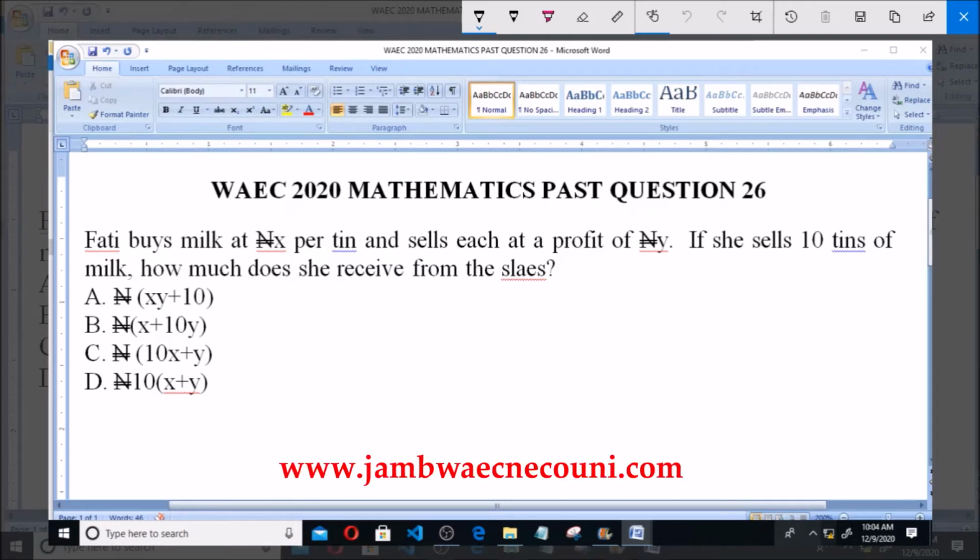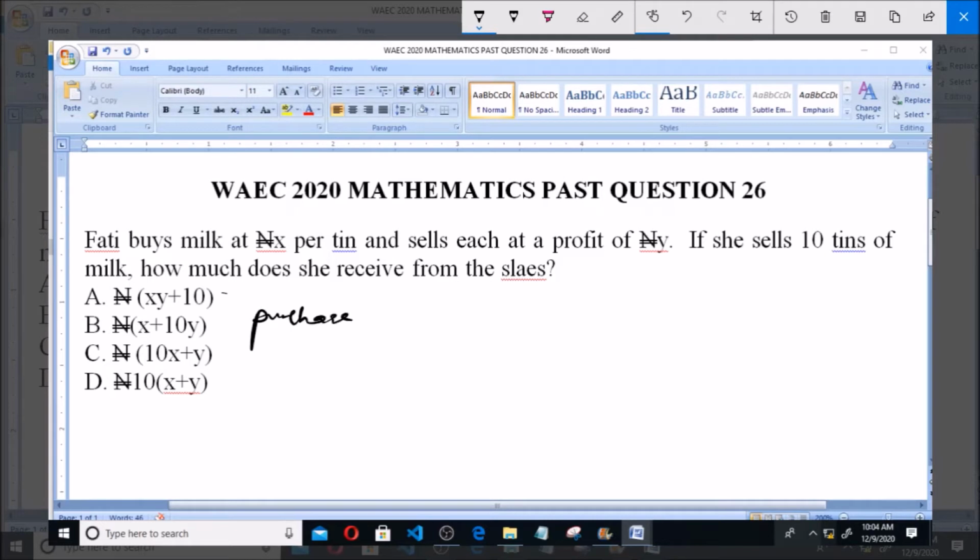Now, Fatty purchased a milk at X Naira per tin. So let's say the purchase price equals X Naira. Then the profit is equal to Y Naira.